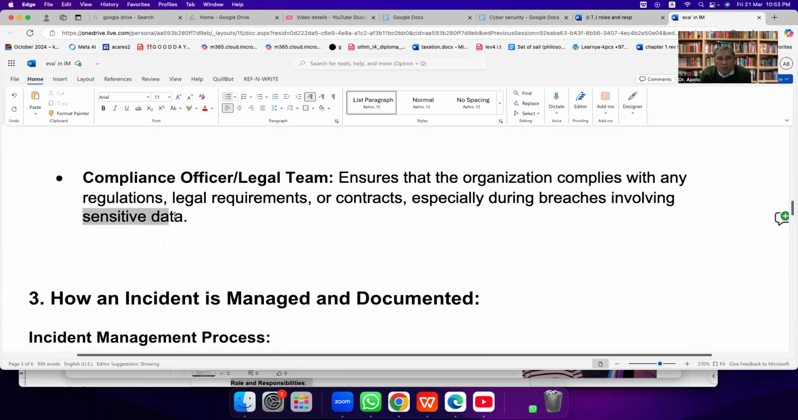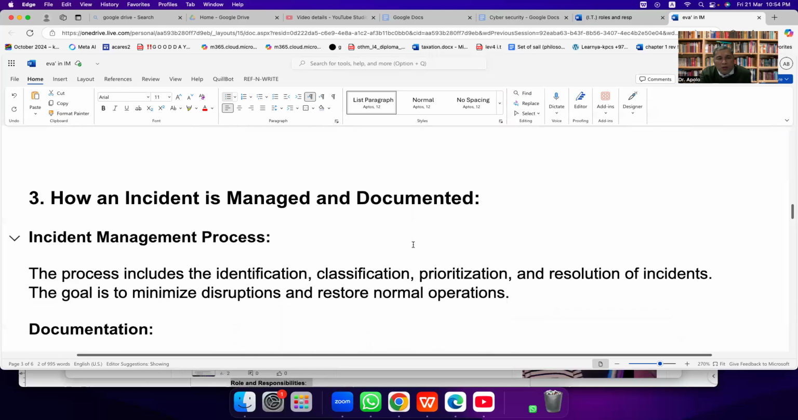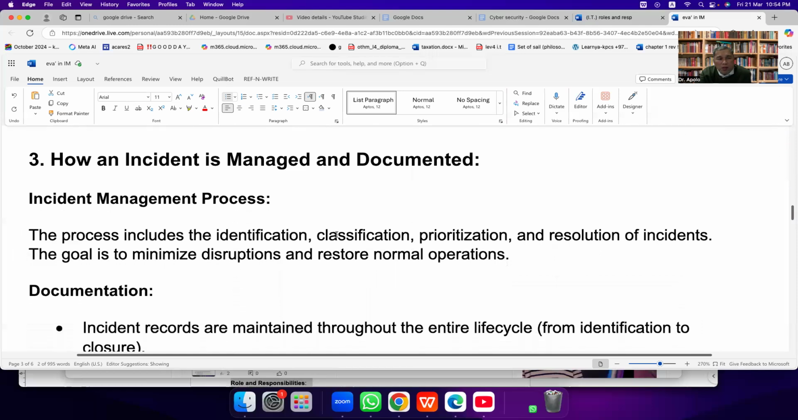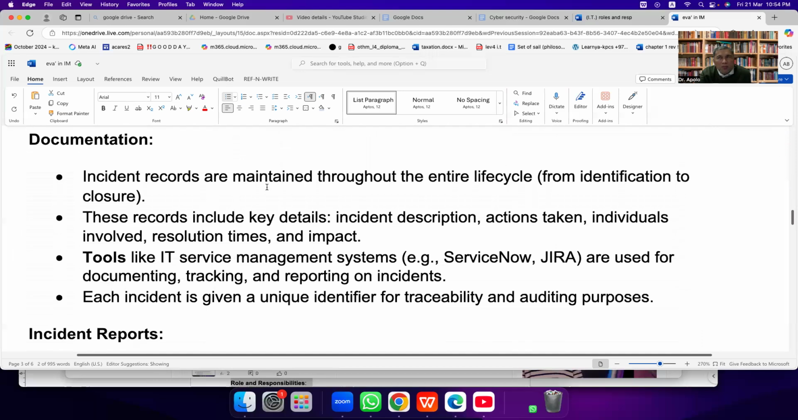Those are sensitive data, with the permission of the client, major client, or the resource of the organization. How are incidents managed and documented? We have an incident management process and documentation. Incident records are maintained throughout the entire cycle.